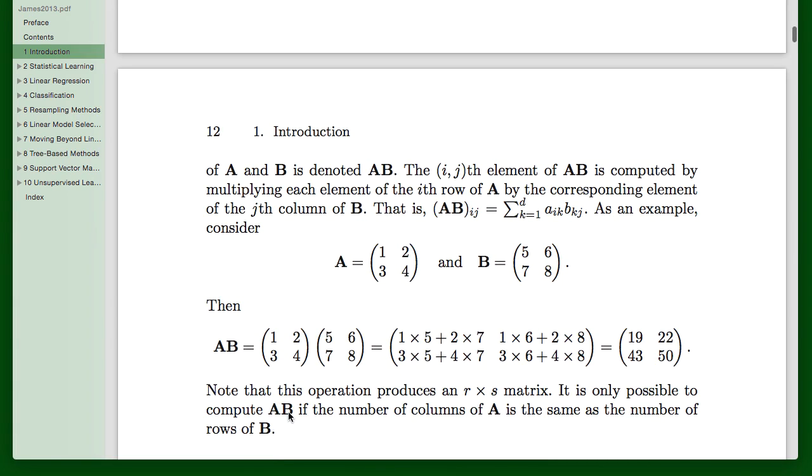It is only possible to compute AB, this is multiplying two matrices together, if the number of columns of A is the same as the number of rows of B. So in this case, matrix A has 2 columns, and matrix B has 2 rows. What it doesn't say, there should be an additional sentence after this that says that the result will be a new matrix that has the number of rows of A and the number of columns of B. And because they've very conveniently given us square matrices, we get this square matrix output.